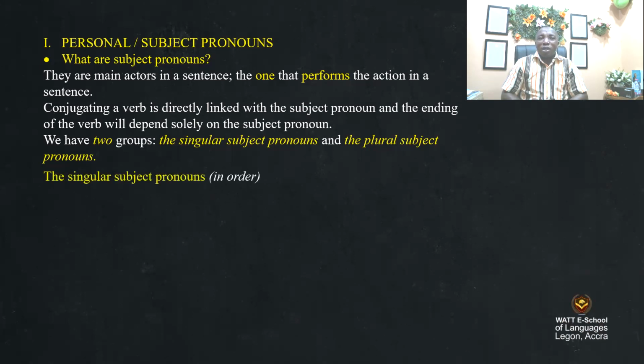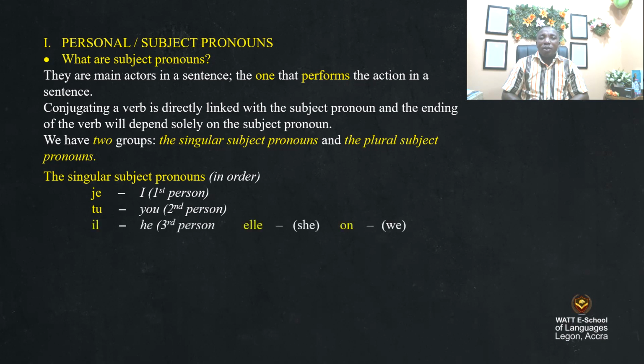The singular subject pronouns are as follows. We are going to name them in order. Je, which is I, the first person of the subject pronoun. Tu, which means you, that is you singular, the second person of the subject pronoun. Il, elle, on. The il is he, the elle is she, and the on is we.